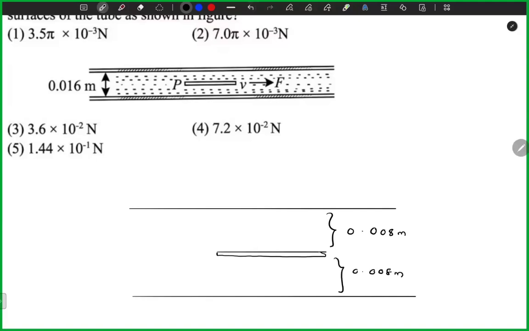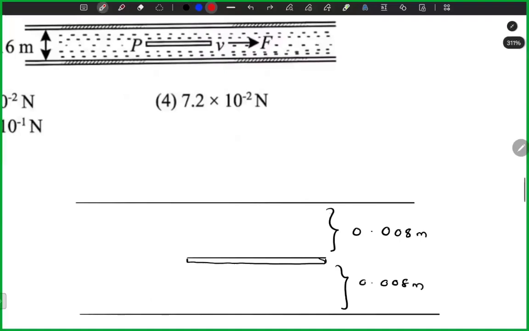0.008 meters. They're clear now, right? Otherwise, I can't take this gap to be 0.08 and this gap to be 0.008, right? I can't take that. So now tell me, how are the viscous forces occurring? How are they occurring?